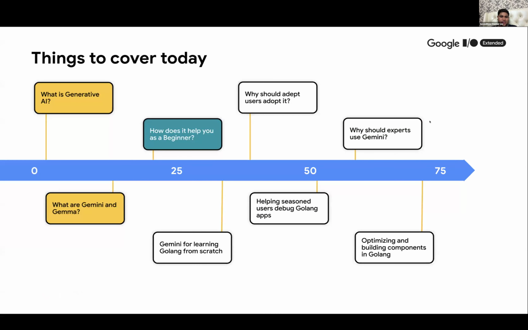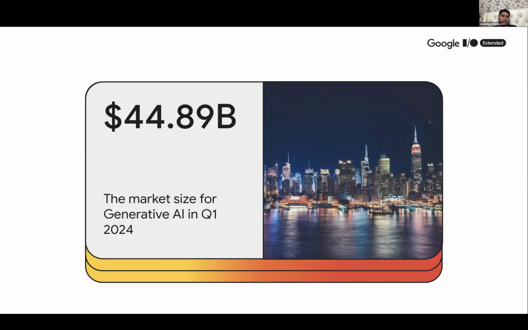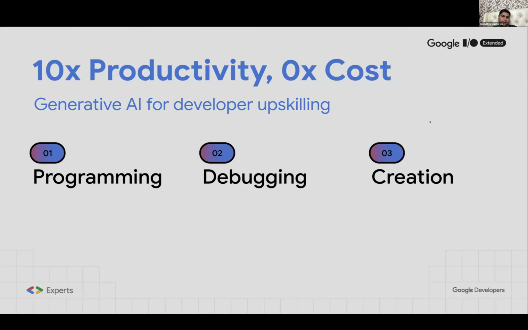So that's about generative AI and how it works. But how does it help you as a beginner? It's important to understand that the market size for generative AI in just the first quarter of 2024 was $44.89 billion. That's all the companies, OpenAI and Mistral and all of these companies all coming together. That's the market size, right? You can increase your productivity at no cost to yourself using these models.